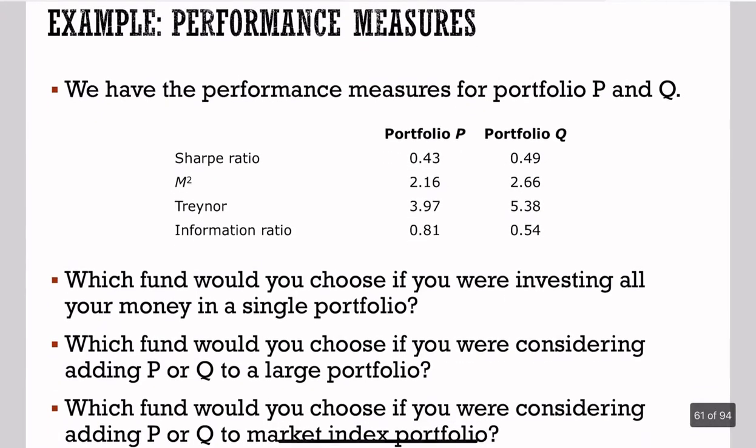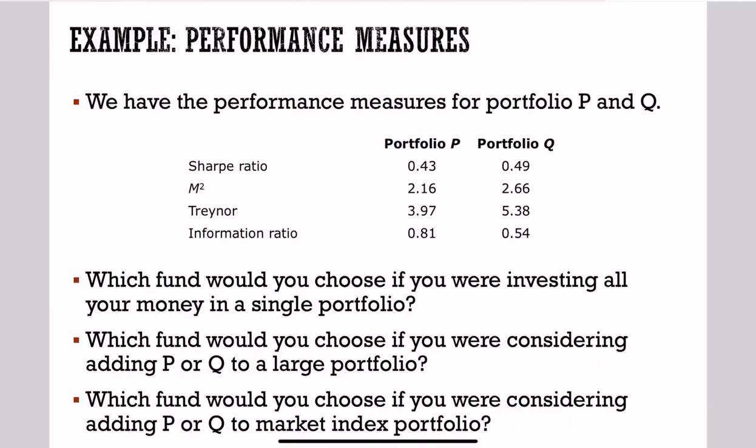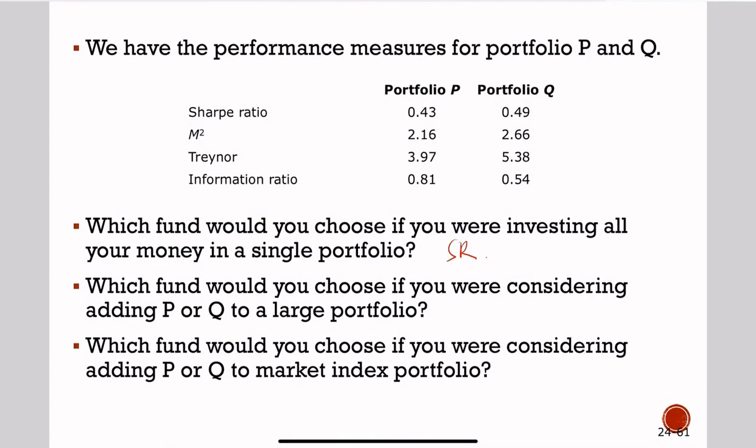Okay, now let's look at this example here. So let's say we have portfolios P and Q, and we have these three measures: Sharpe ratio, M squared, Treynor ratio, and information ratio. Which fund would you choose if you were investing all your money in a single portfolio? Well, if you invest all your money in a single portfolio, then the total risk of this single portfolio matters, right? So you should use Sharpe ratio. And you can see that if you use Sharpe ratio, which portfolio should you choose? Well, you should choose portfolio Q.